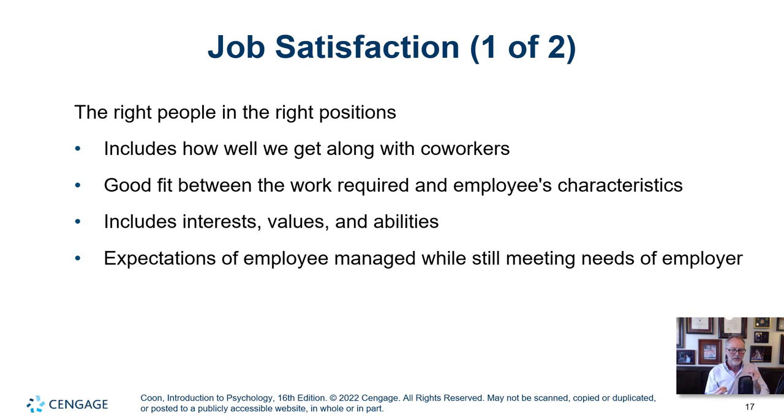And there's this one thing, and we'll get into it in a minute, called flow. It's where that person's ability and their job strengths or their interest, everything has this perfect balance where it does motivate them because it stretches what they can do, but it's not too much and it's not too boring. So that's what we're looking for, to have that right balance. You always try to look for a good fit between the work required and their own characteristics, as it says on that second bullet point, but it's also their ability. That includes their interests, values, abilities, and then expectations of the employee being managed while still meeting the needs of the employer. So these are all key things of job satisfaction.